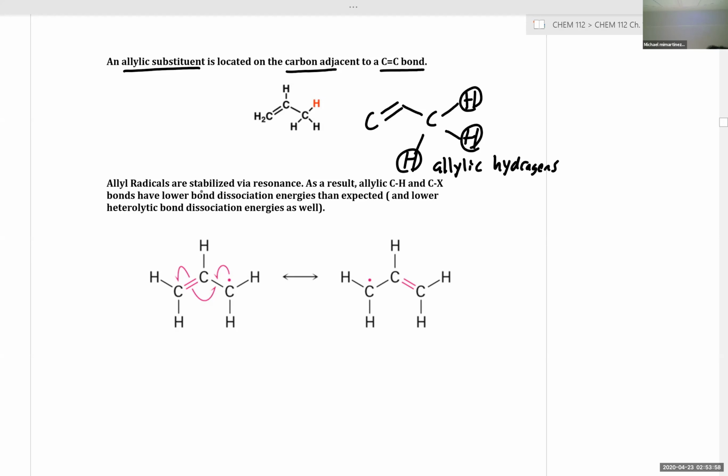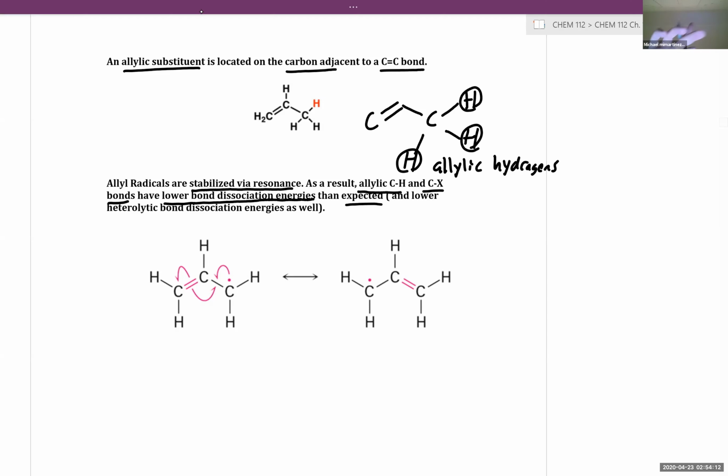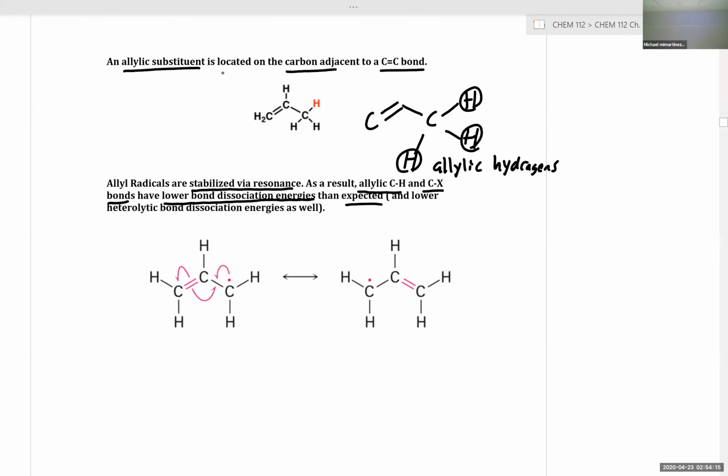Now, allyl radicals are stabilized via resonance, and as a result, the allylic C-H and C-X bonds have lower bond dissociation energies than expected. So we can see this based on the fact that we can dissociate and stabilize our radical via resonance.